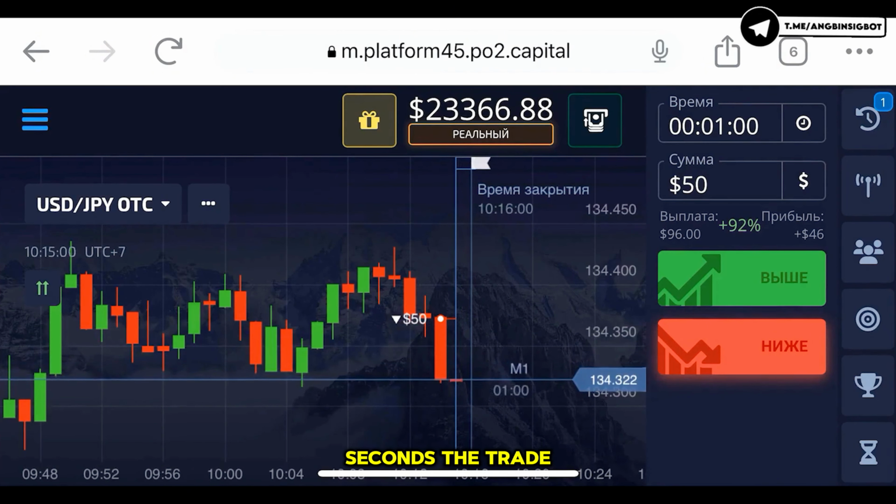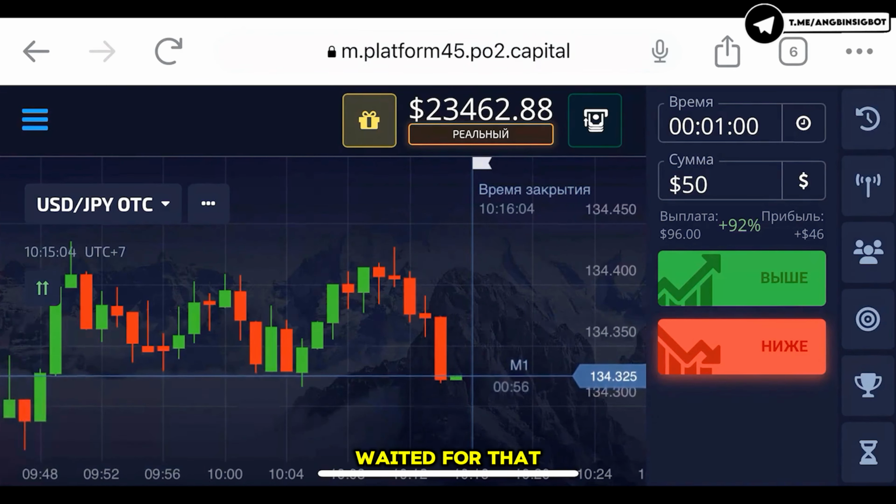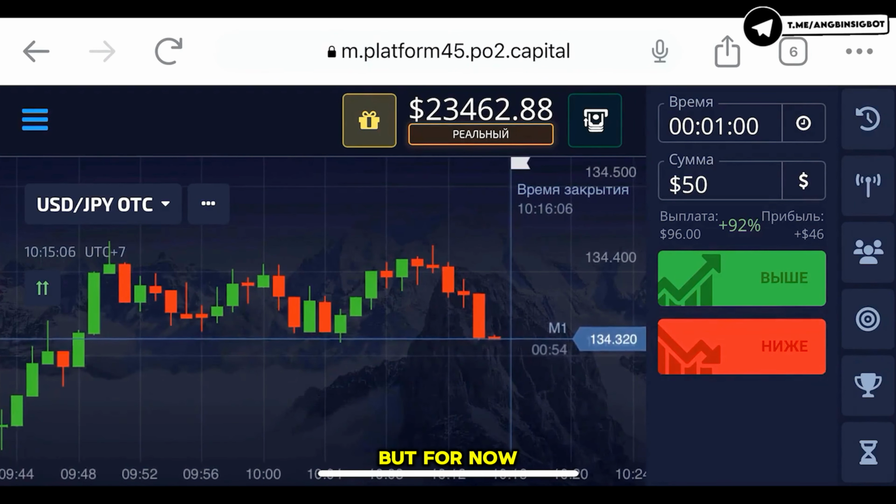In the last seconds, the trade ends in profit. Imagine what opportunity I would have missed if I hadn't waited for that candle to close. But for now, let's move on.